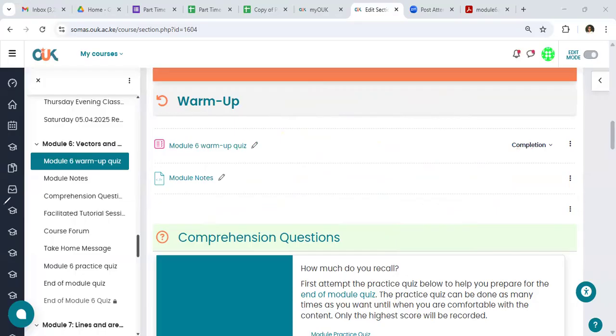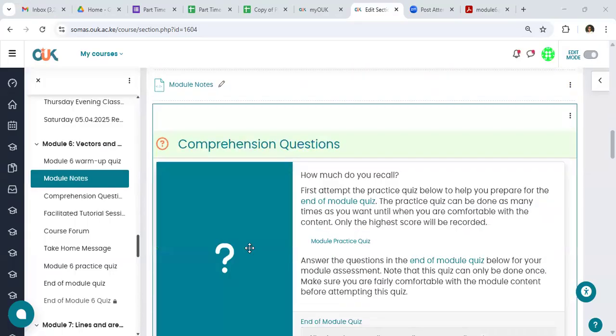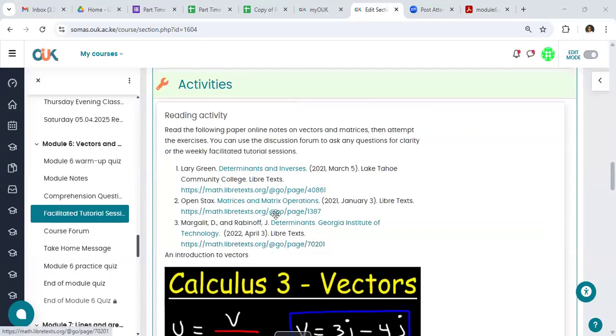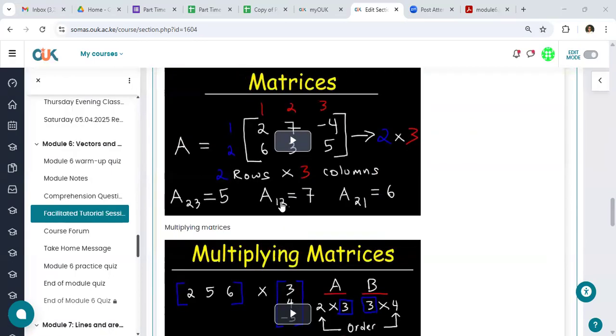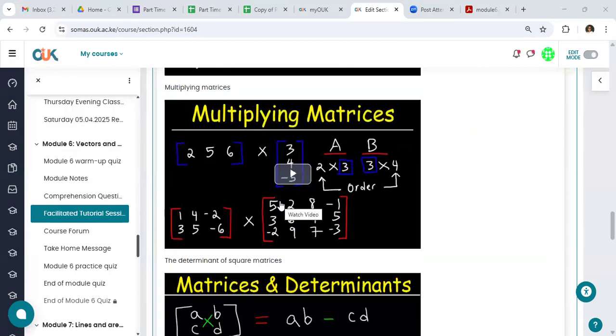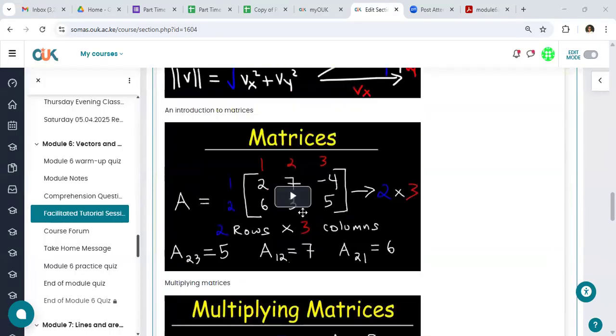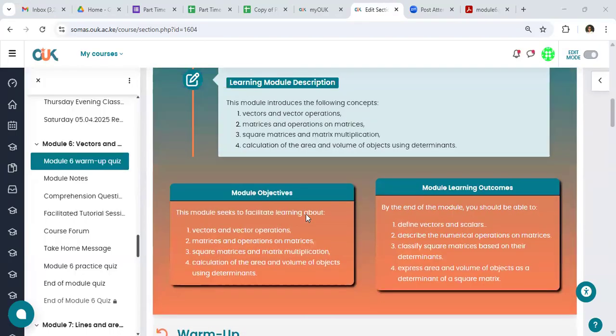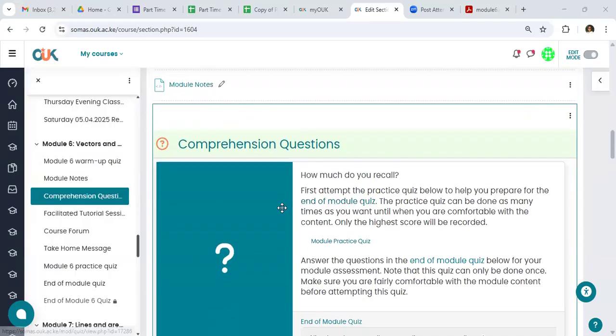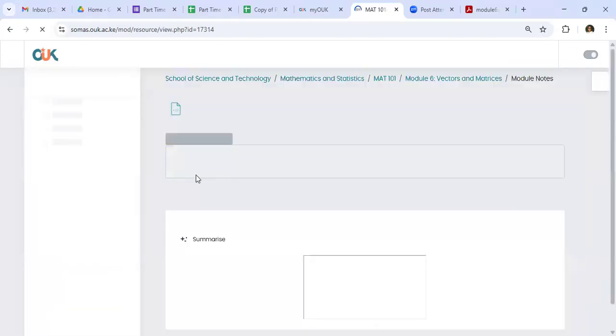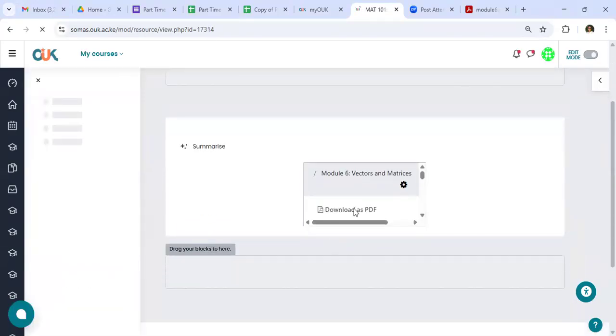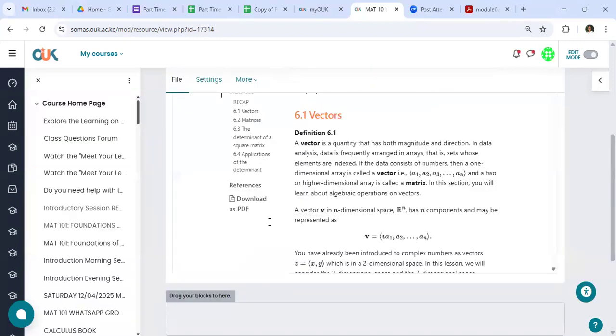As you go through the module, you'll find the warm-up quiz, and then you have supplementary reading where you can read more on vectors and matrices, so that will come in later, and some videos which you can watch to help you understand more on vectors and their properties. But to give a quick review of the module, I want to use the module notes, so that we can quickly go through the content, and if there are any questions, then you can respond from there.